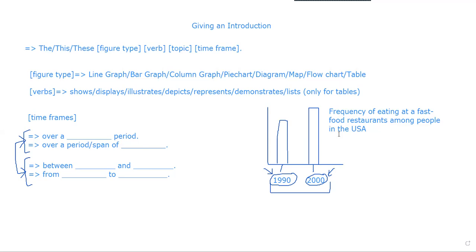Yes, sir. Okay, now then paraphrase this introduction. Okay? Write an introduction based on this topic.